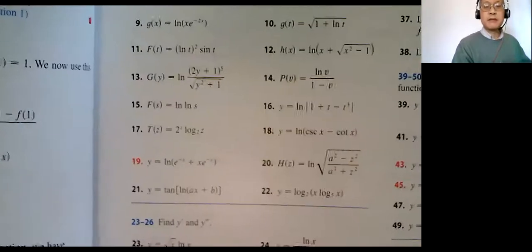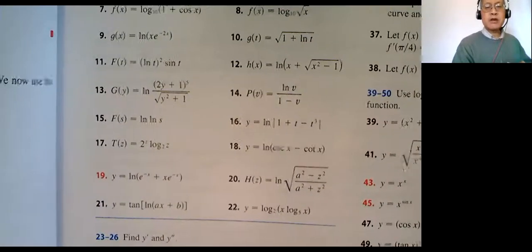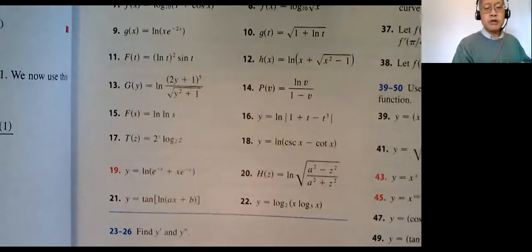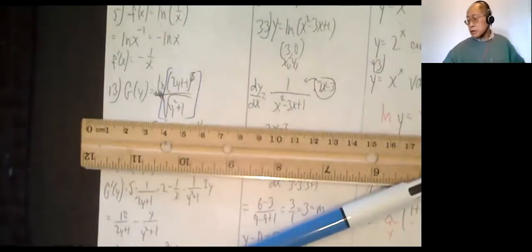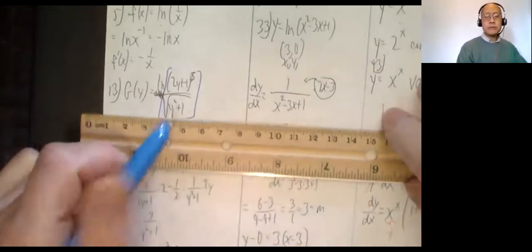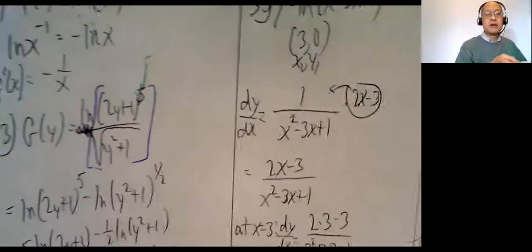Maybe it's better if I just show you what it was originally in the book. 13, ln of (2y plus 1) to the 5th over the square root of y squared plus 1. Now, if you do not use properties of logs here, it gets real bad. So you definitely want to use your properties of logs for this one.